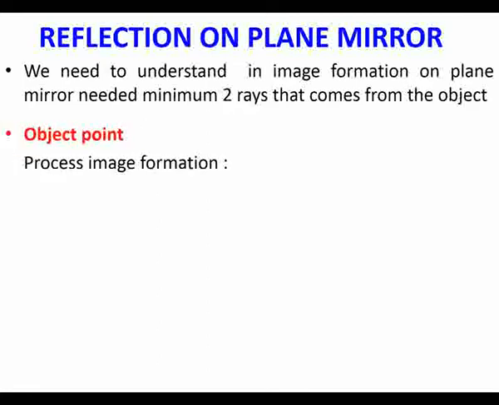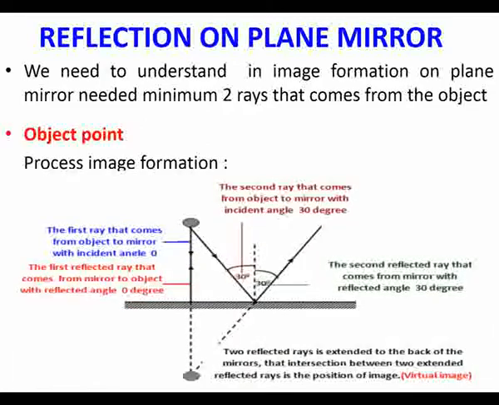Now we will learn about the process of image formation for an object point. From the figure, you can see that from the object, the ray comes to the mirror. The first ray that comes to the mirror coincides with the normal, so we can say that the ray comes with an incident angle of 0 degrees. As you can see, the line is shown by the blue arrow.